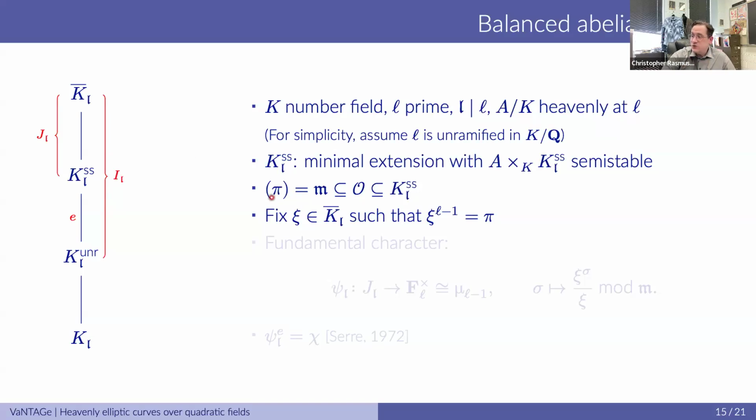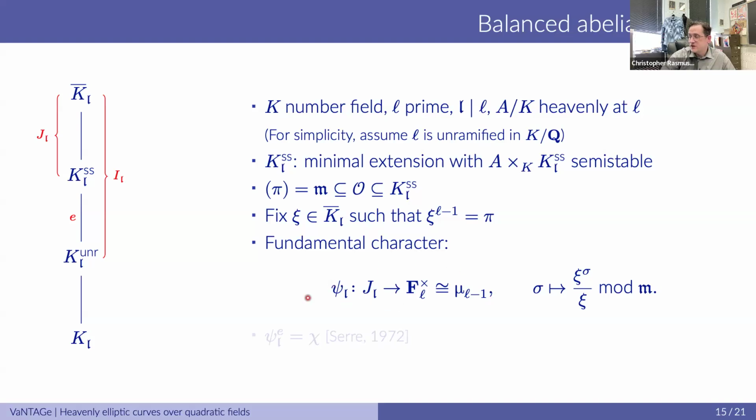Well, if we take a uniformizer inside the ring of integers of the field over which we obtain semi-stable reduction, we can go grab an L minus first root of that uniformizer and then determine how Galois elements chosen from inside of J move that L minus first root of the uniformizer around. In particular, if I look at that root and hit it with sigma and then divide by the root without Galois action, this is going to pluck out an L minus first root of unity, which of course is just a copy of F_L cross in disguise.